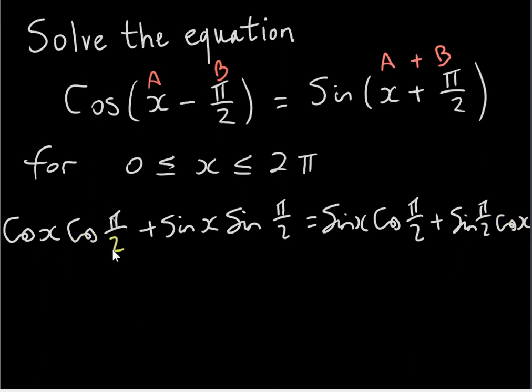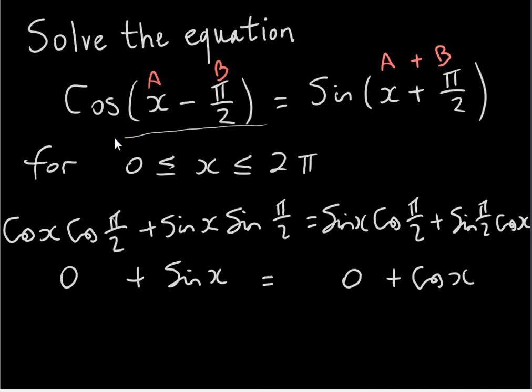Now here we have the cos of pi over 2 radians, or the cos of 90 degrees. That's actually 0. So we get 0 here. The sine of pi over 2 radians is 1. So we have sine of x times 1, which is sine of x. And on the right hand side here we have sine x times the cos of 90. Well, that's 0 as well. And sine of 90 is 1. So 1 times cos x.